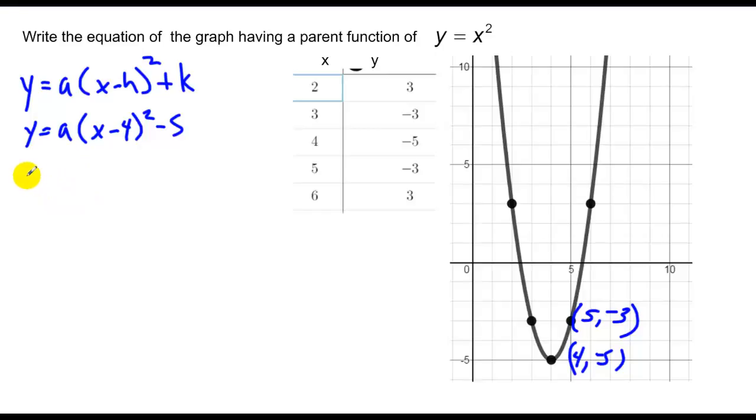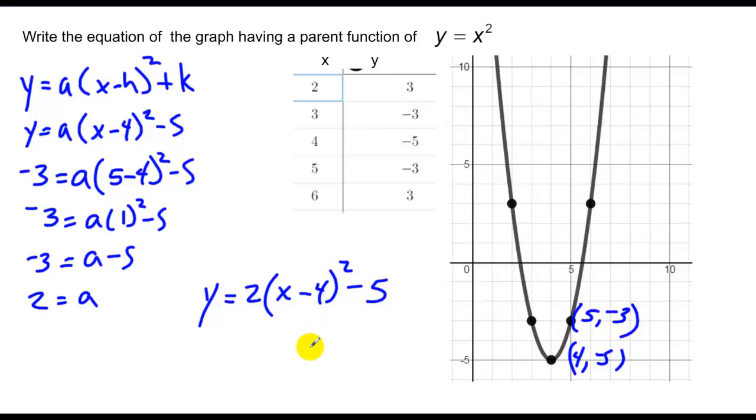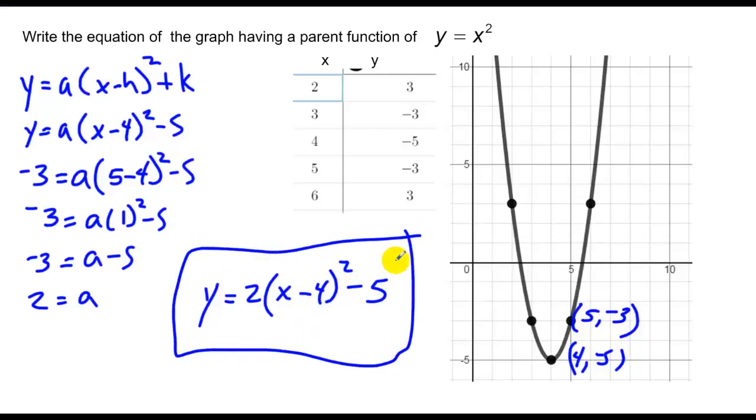Now I'm going to plug that into x and y. So negative 3 equals a times (5 minus 4) squared minus 5. Therefore I have negative 3 equals a times 1 squared minus 5. This gives me negative 3 equals a minus 5. So 2 is equal to a. Therefore, y equals 2 times (x minus 4) squared minus 5. And there's my equation. I know it was a long one, but needed to be done.